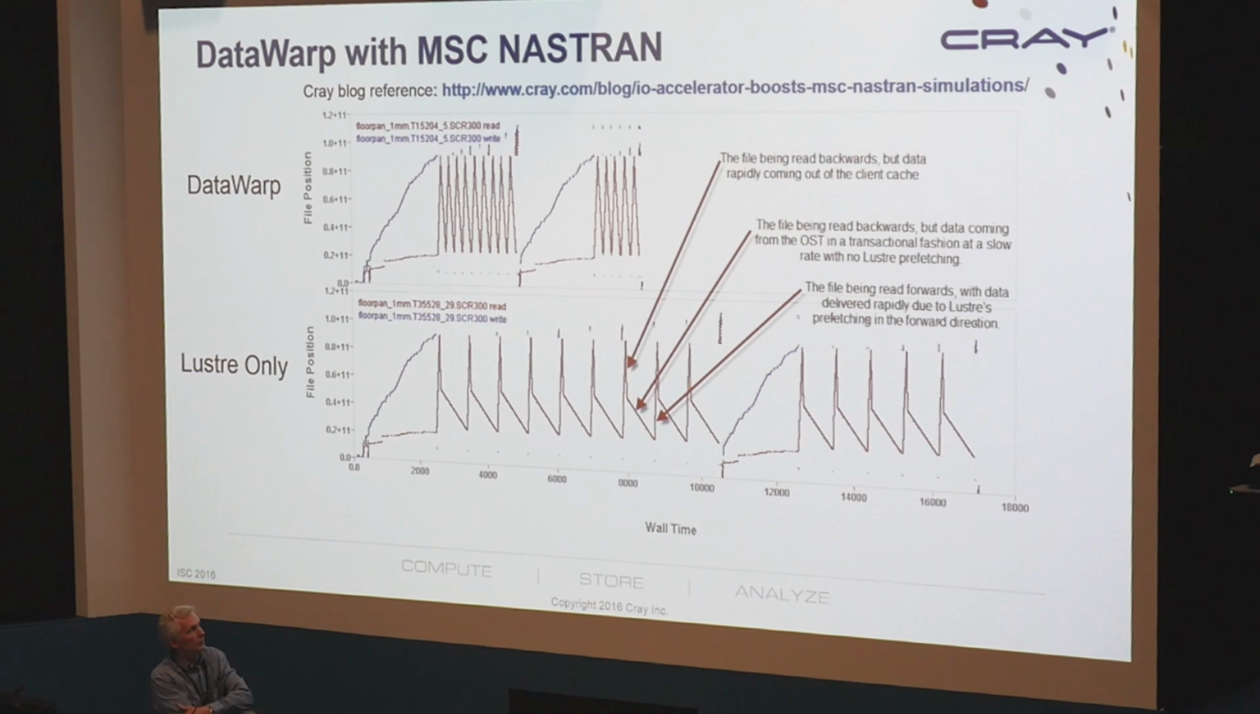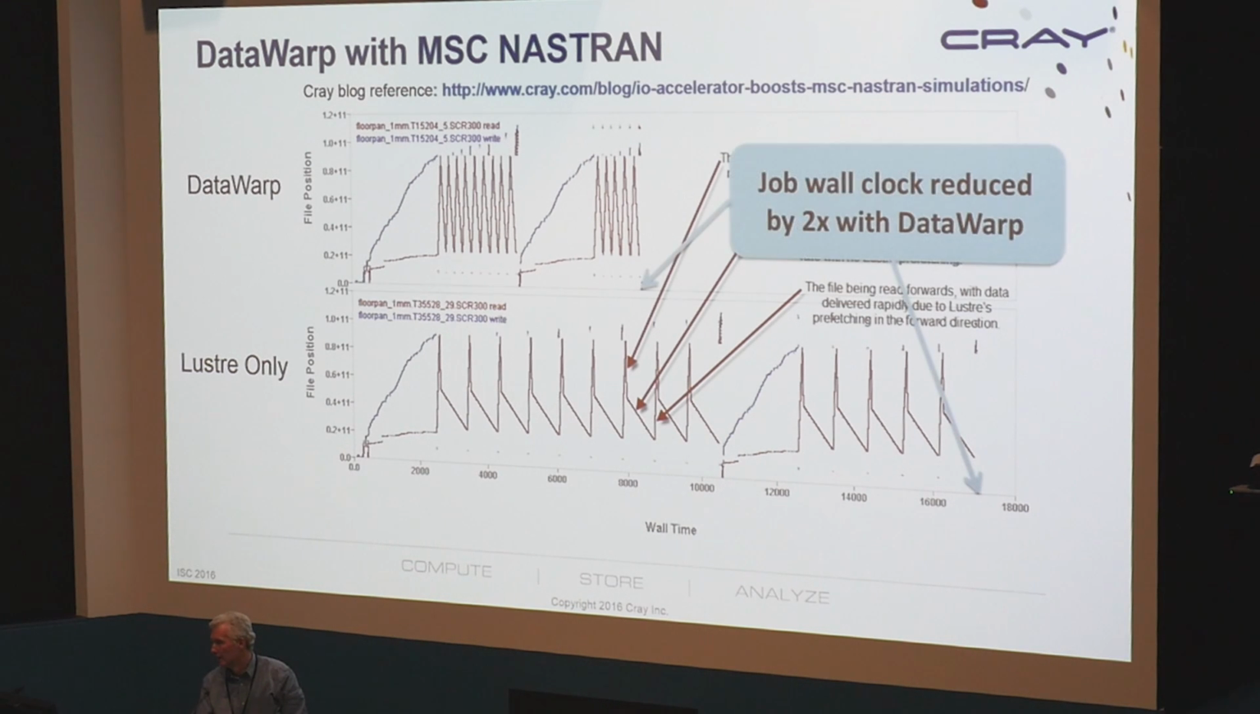Here's an example from MSC NASTRAN where the job was doing various types of reads, and some of the reads were causing long wait times. And when we're using a device like DataWarp, we're able to decrease that wait time and reduce the wall clock time of the job by 2x in this case.